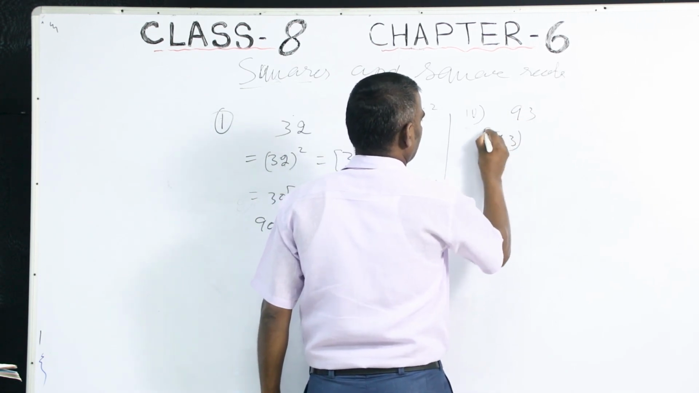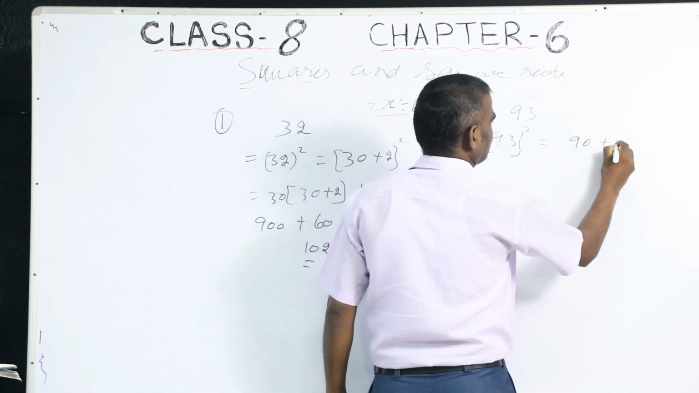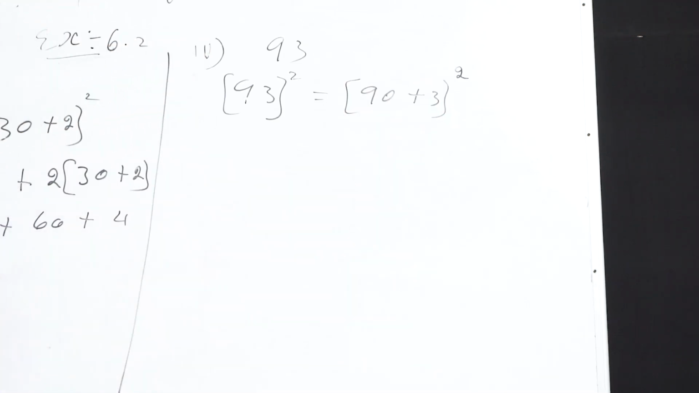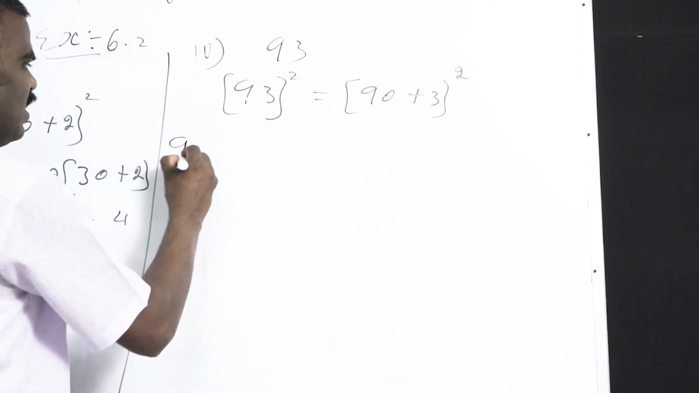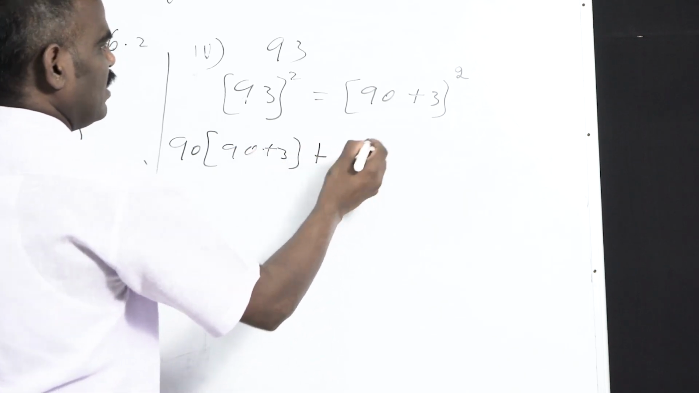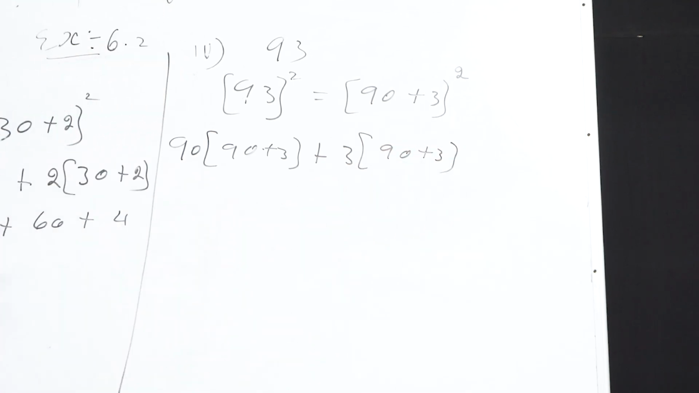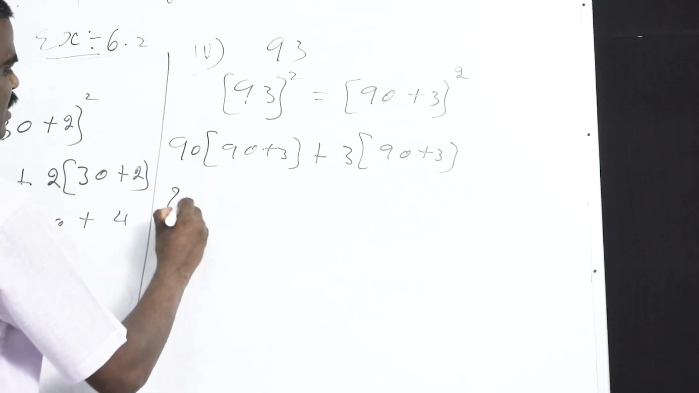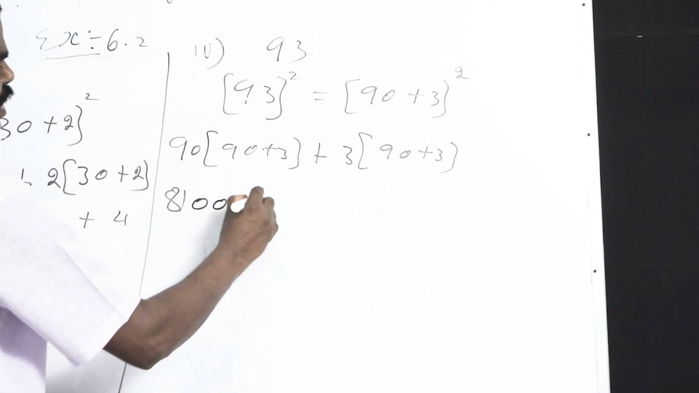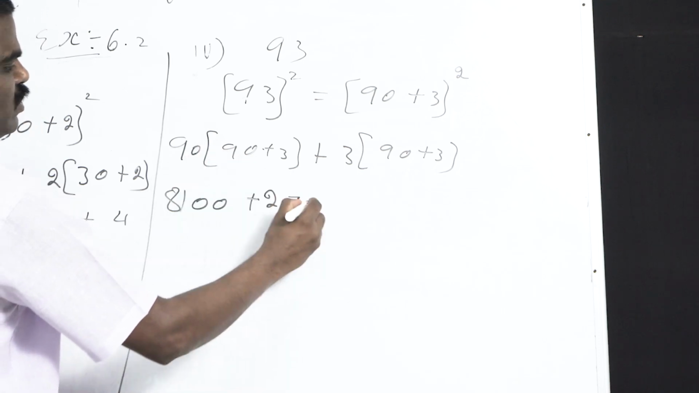So 93 square can be written as 90 plus 3, the whole square. First number 90 into the bracket 90 plus 3, plus second number 3 into the bracket 90 plus 3. Now multiply. 9 nines are 81, and there are 2 zeros, so add 2 zeros. Plus 9 threes are 27, and 1 zero, so 270.